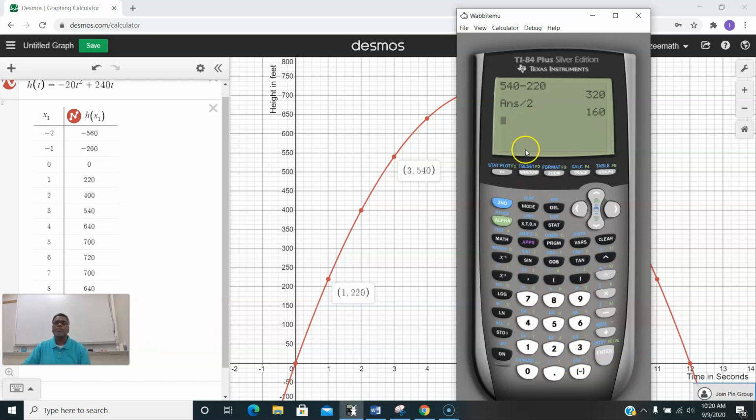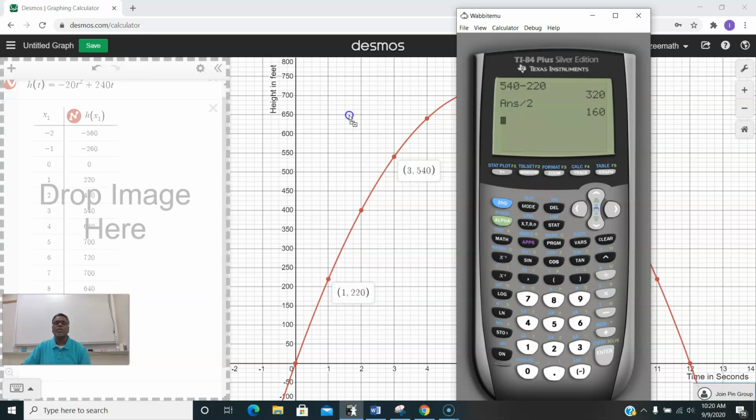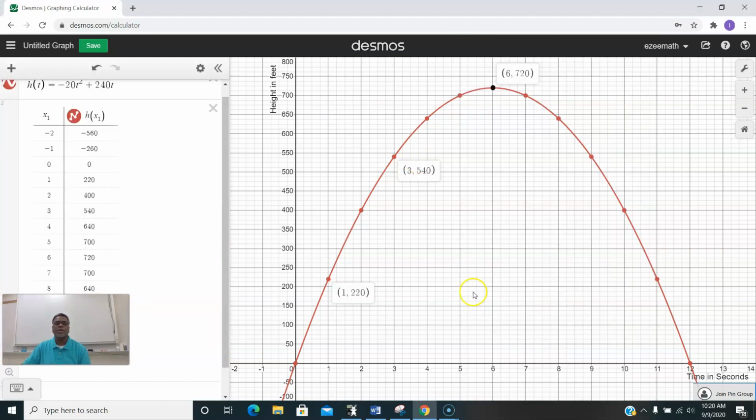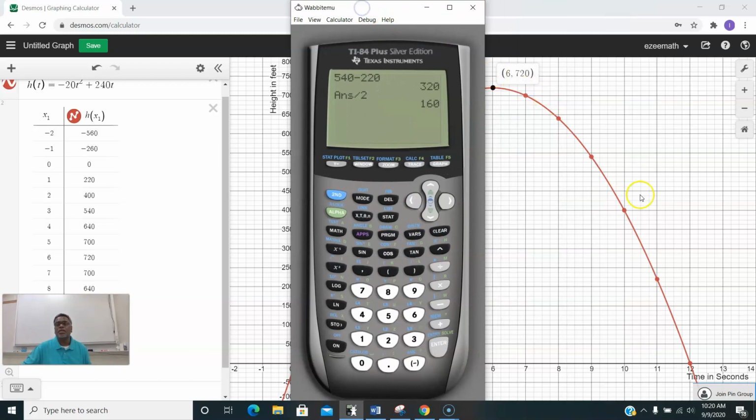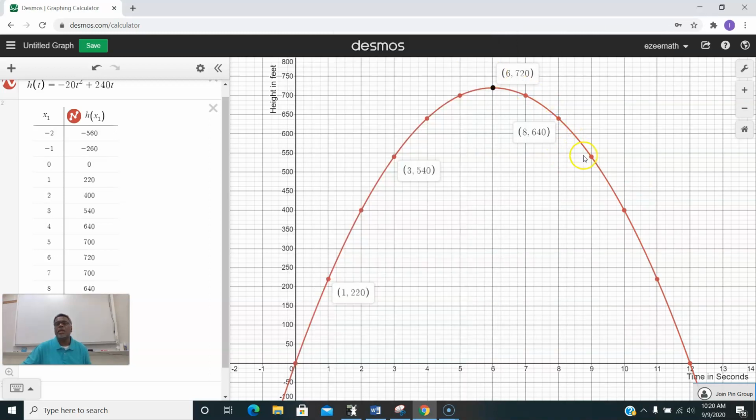So the rate of change here is how much? 160 you got, all right? That's 160 feet per second. In 1 second, the height is increasing. On this side from 1 to 3, it went up by 160 feet per second. And similarly, on the other side also, you can get these values, like whatever the rate of change from 8 to 10 or 8 to 9, etc. You can find those things.